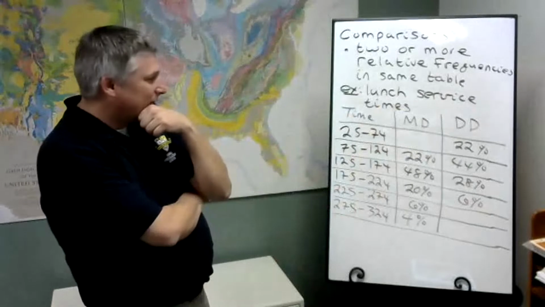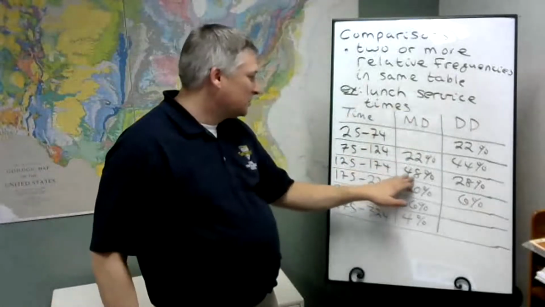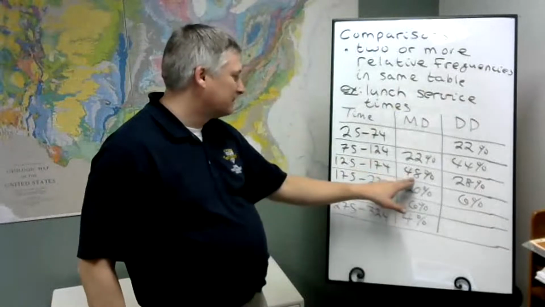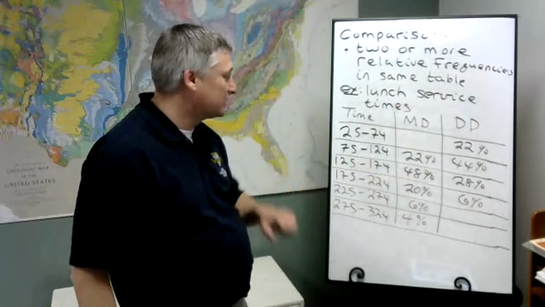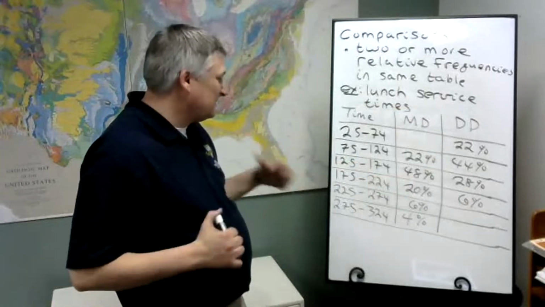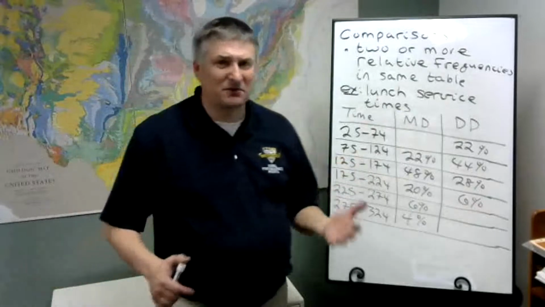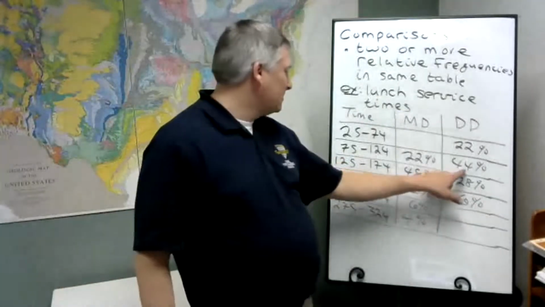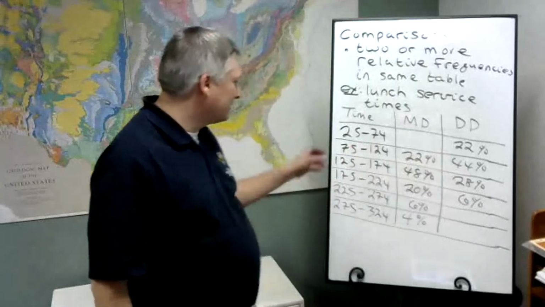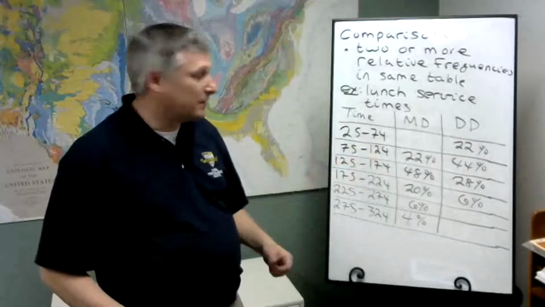And so we can see that for McDonald's, we got most of our time here, the most common time spent is 125 seconds to 174. So just over 2 minutes to just under 3 minutes. Again, divide these by 60 to turn into minutes. For Dunkin' Donuts, it's mostly this interval, so just over a minute to just over 2 minutes.